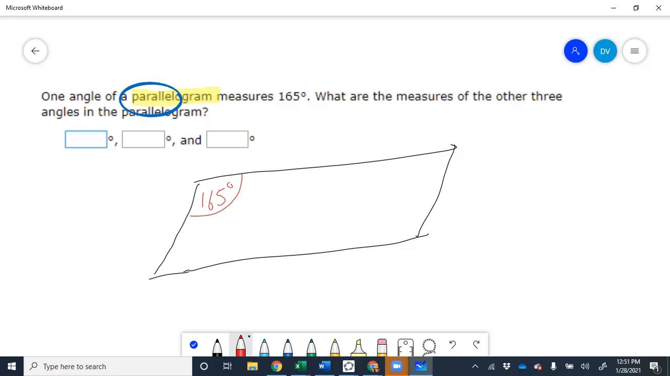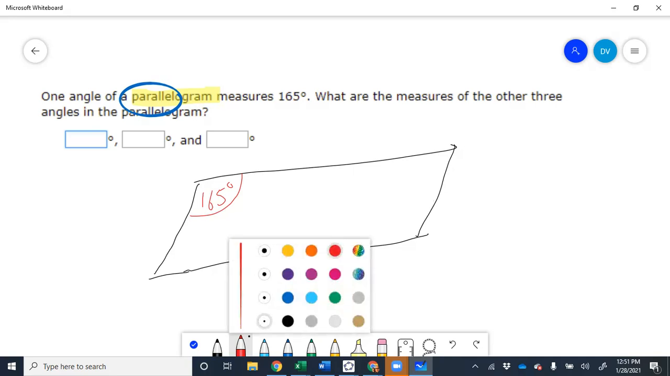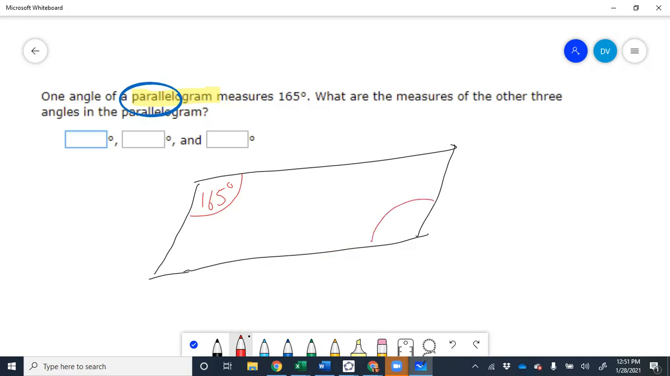Now, the thing about parallelograms is that not only are two of these sides parallel, but the angles are also equal. We use the word congruent, but this angle that I drew in red and this angle are going to be the same thing. They're going to be both 165 degrees. That's part of what it means to be a parallelogram. So there are two angles that we don't yet know.